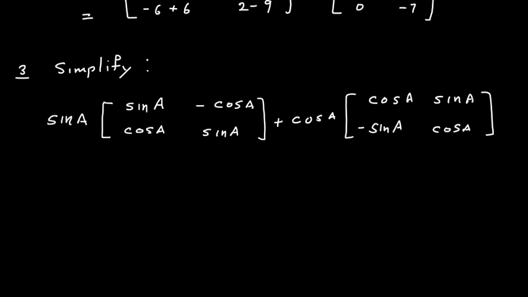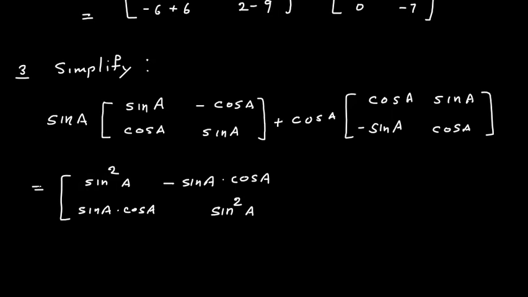Now this third question is: simplify sin a into sin a minus cos a, sin a plus cos a into cos a sin a minus sin a cos a. So first we will multiply by sin. So this bracket will become sin a into sin a is sin square a. Then this second term is minus sin a into cos a. Then here it is sin a cos a. This term is sin a into cos a. And then this term is sin a into sin a is sin square a.